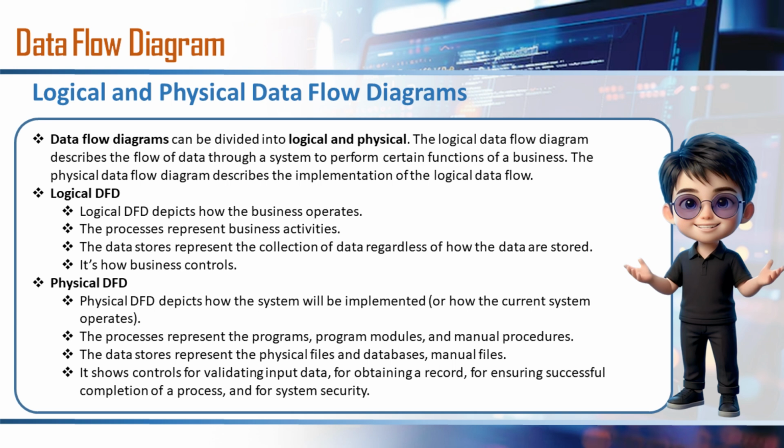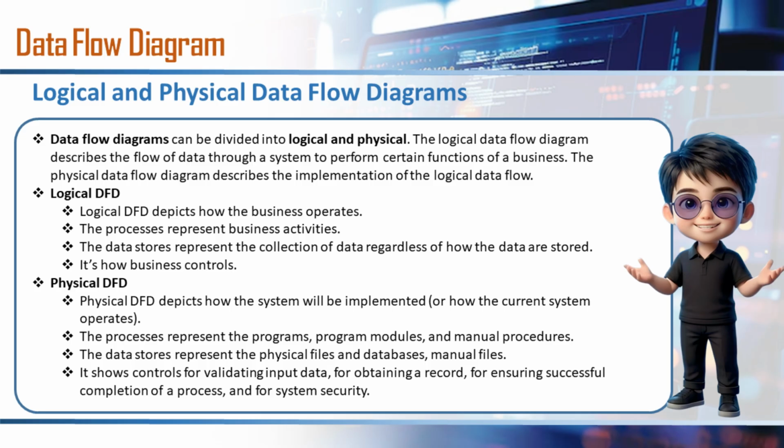A data flow diagram, DFD, can be classified as either logical or physical, depending on what aspect of the system it describes. A logical DFD describes how the business operates and how data flows through the system to support business functions. The processes represent business activities or functions, while the data stores represent collections of data, regardless of how or where the data is physically stored. In simple terms, a logical DFD focuses on what the business does and how it controls its processes without focusing on the specific technology used.